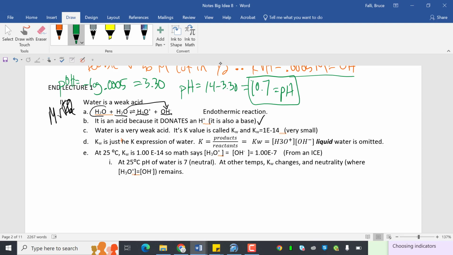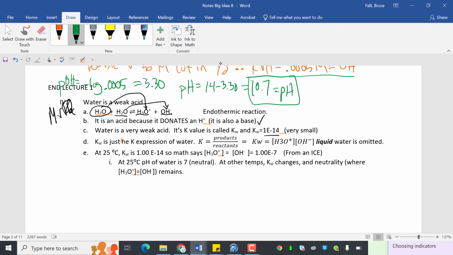It is also a base. A base receives an H positive. So if H2O receives an H positive, it becomes H3O positive. Water is a very weak acid. That means it does not give up its H positive very easily. Its K value is called Kw, and it's 1e negative 14. That's very small. Kw is just the expression of water.